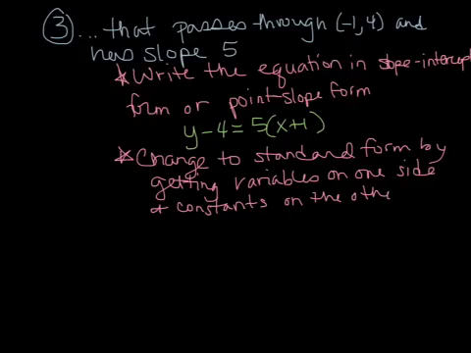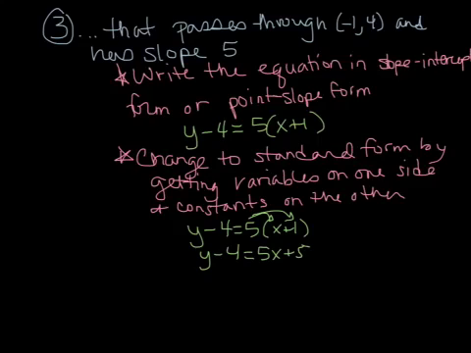So remember, the constant is the number that's by itself. I'm going to start on this one by using the distributive property. I get y minus 4 equals 5x plus 5. Now I'm going to keep the y where it is and move over the 4 by adding 4 to both sides. That gives me y equals 5x plus 9.